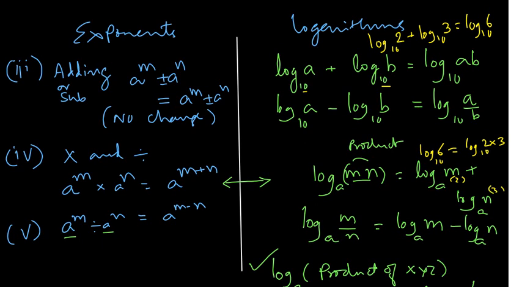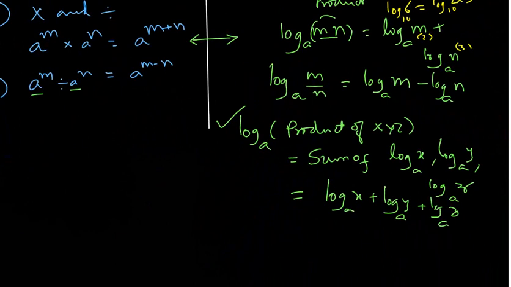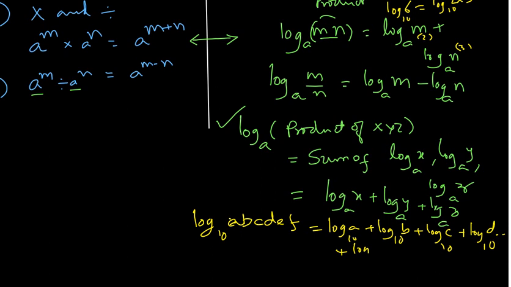So then comes the product rule. If I have log abcdef to the base 10, that equals log a to the base 10 plus log b to the base 10 plus log c to the base 10 plus log d to the base 10 and so on, plus log e to the base 10 plus log f to the base 10.